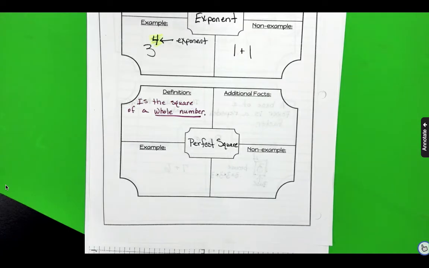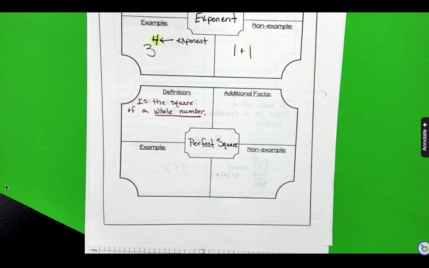What do we mean if we say square it? Because that could be an additional fact. What do we mean when we say to square something? Amelia, what are you thinking? Not sure? I know you had it because I can see it in your brain. What do you think? What do we mean when we're going to square a whole number?